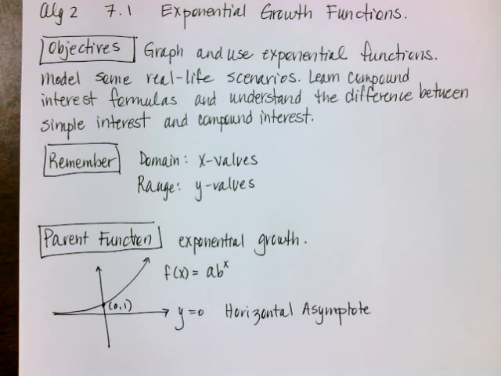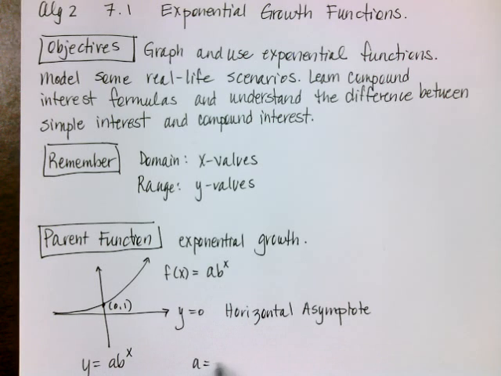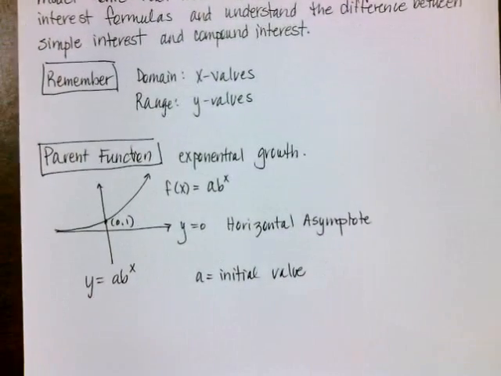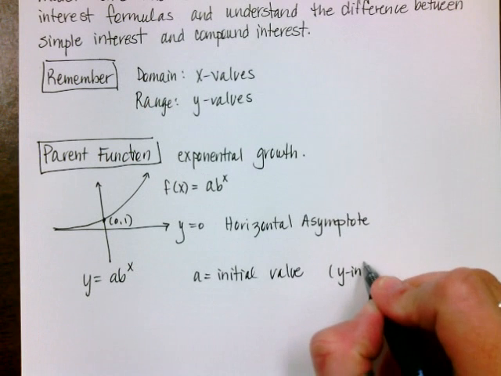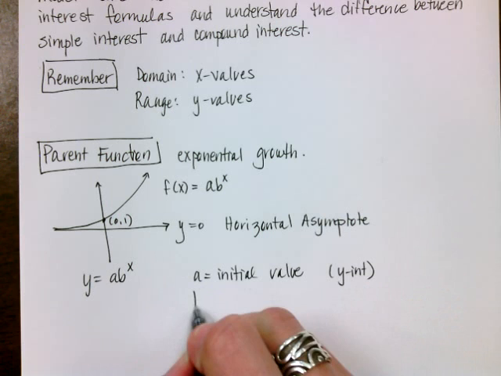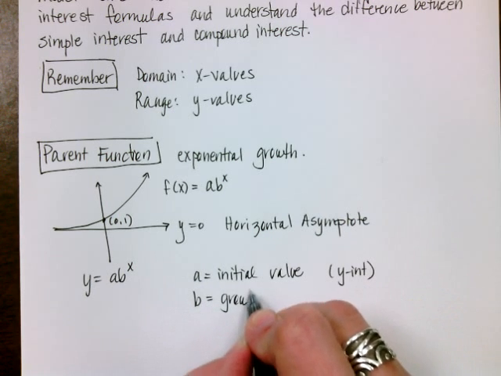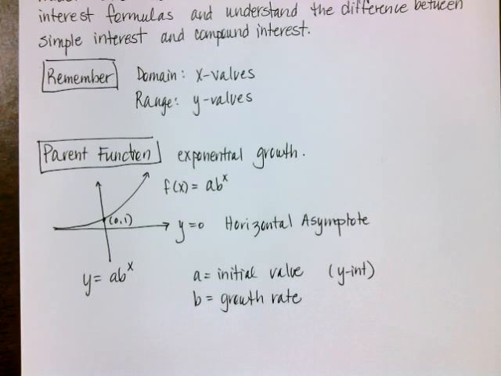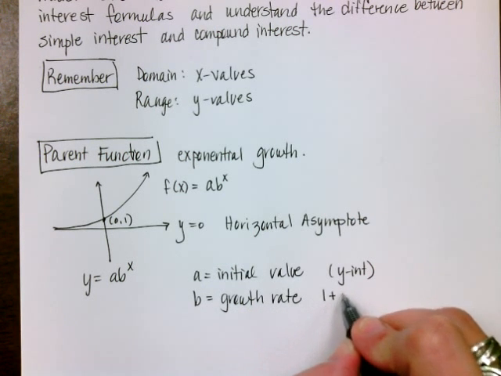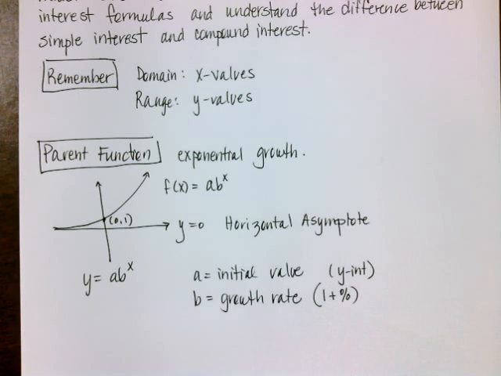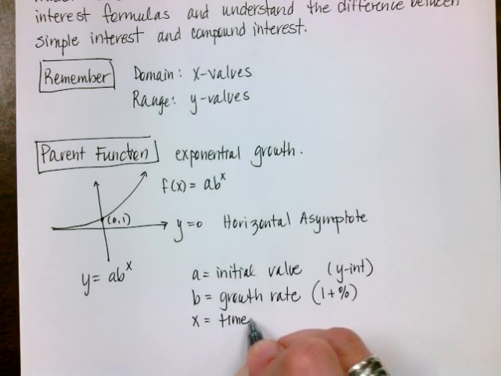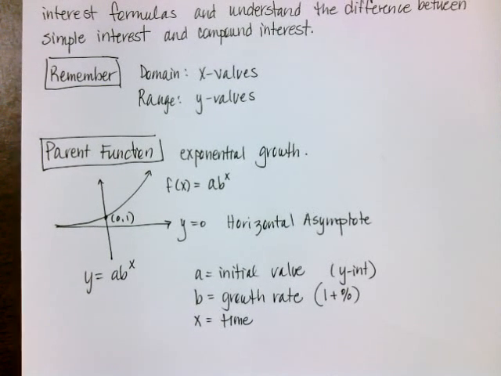So we would say that our parent function, a·b^x, has a horizontal asymptote at y = 0. In our generic formula, a·b^x, a is the initial value. Whatever I'm starting with is my initial value. It's also the y-intercept. b is the growth rate. Many times in your book they give you the growth rate, but if they don't, it would be 1 plus whatever the percentage is. And x is going to represent time. Usually time is in years, but it can be a little bit different.